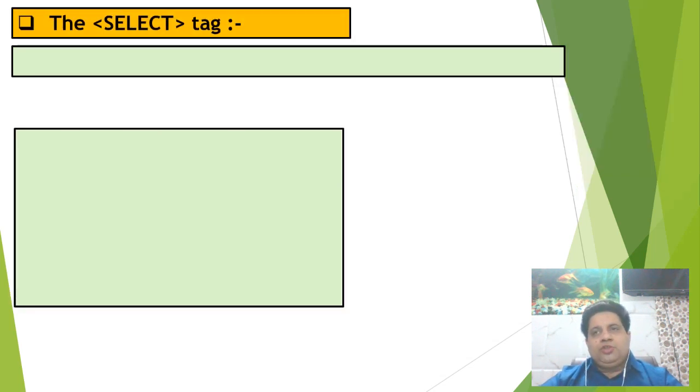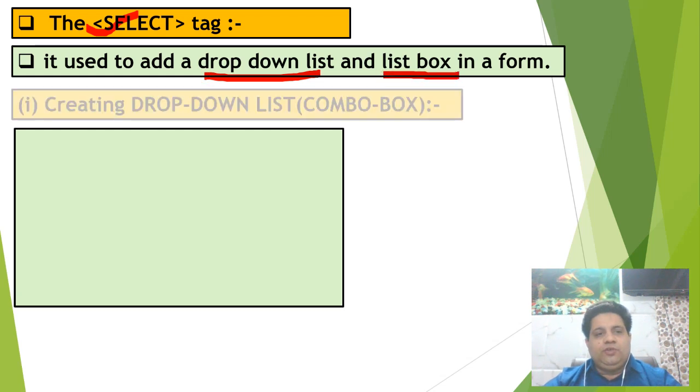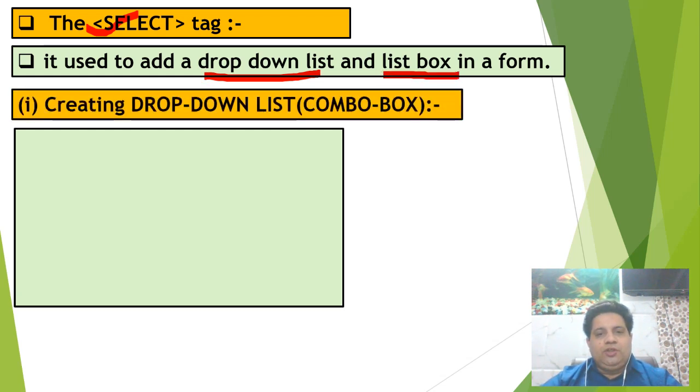Now most of you have filled in forms in your life using the internet. Now you have seen that whenever you select a city or a country or a state, a drop down list comes there. So to create a drop down list, the select tag can be used. It is used to add a drop down list or a list box on a form. Now how can you create a drop down list? This drop down list is also known as combo box.